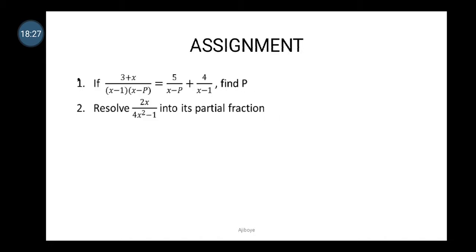Then this is the assignment. Please attempt the assignment as well, and it follows suit. Just apply the same method. In the first question, the complex fraction has been given in the form of simple partial fractions. So all you need to do now is follow the same steps and see how to get p. That is, you multiply through by the LCM, and then you compare coefficients and get your constants. And do the second one too.